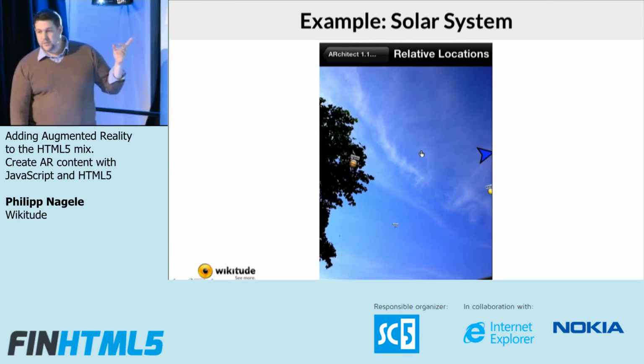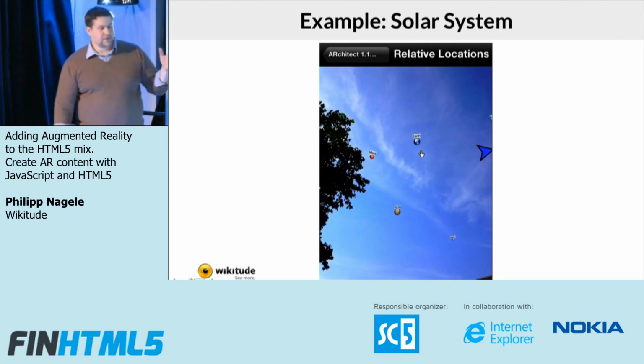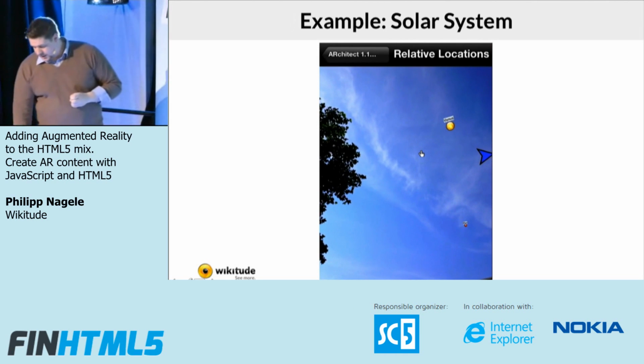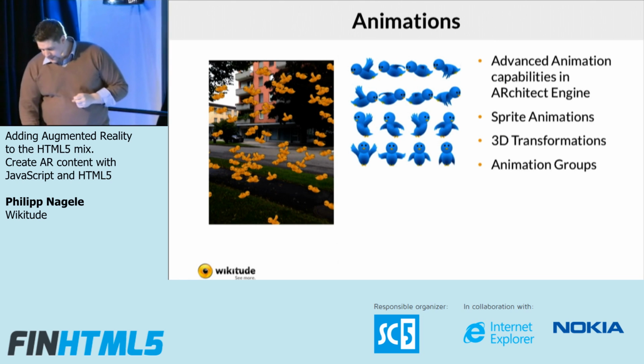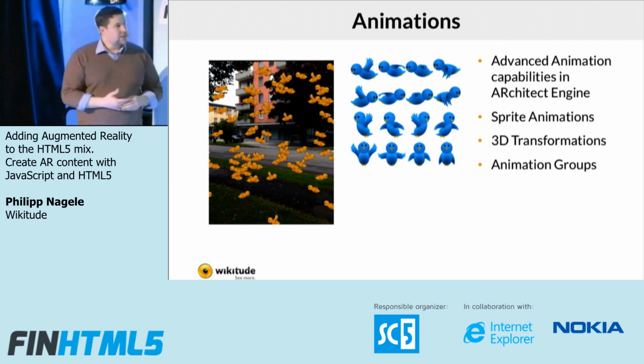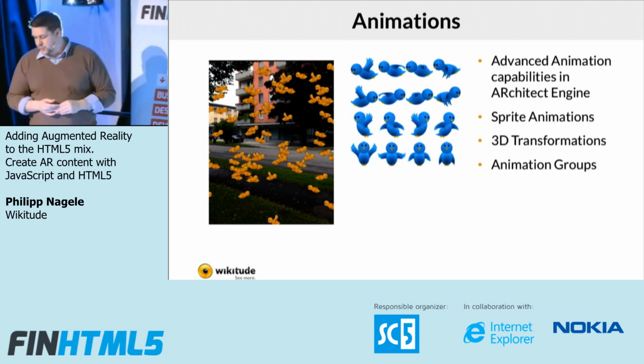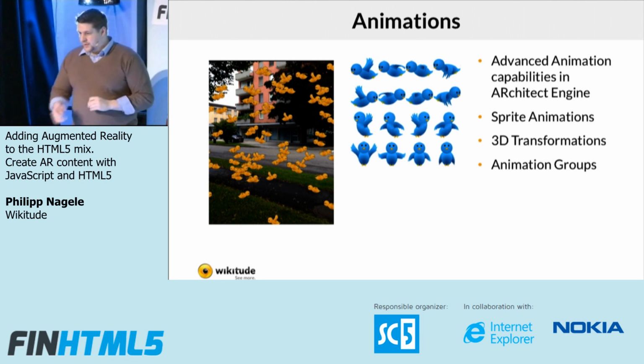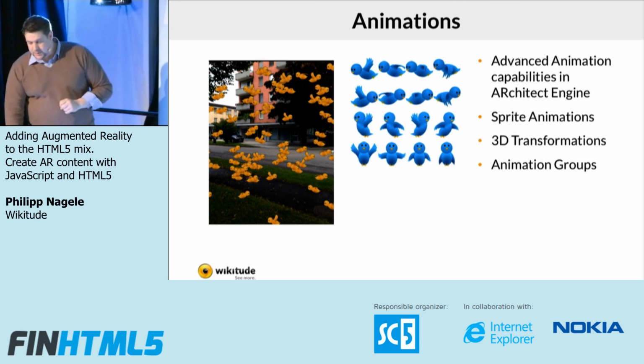And as I said, the compass is actually the worst sensor. You will notice that the sun is shifting sometimes. That's because the compass is recalibrating. That would not be possible with animations. The JavaScript API supports sprite animations, very similar to CSS3, but also 3D transformations and animation groups for easier handling.